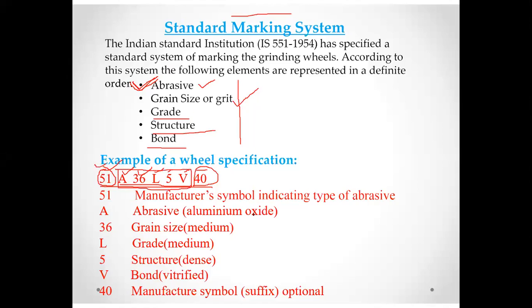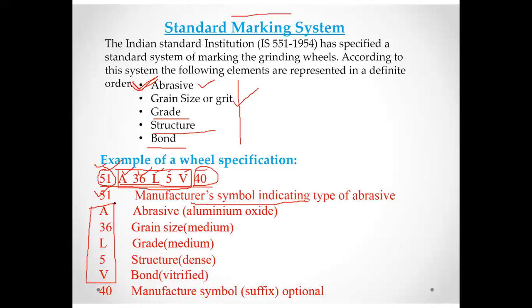And the first one represents the manufacturer symbol. Who is the manufacturer? Maybe some XYZ manufacturer, or some ABC manufacturer, whatever manufacturer is available in the industry. Those manufacturer symbols will be in the first letter. After that, the 5 we have seen. So first, the abrasive. If you see in this example, A represents aluminum oxide.